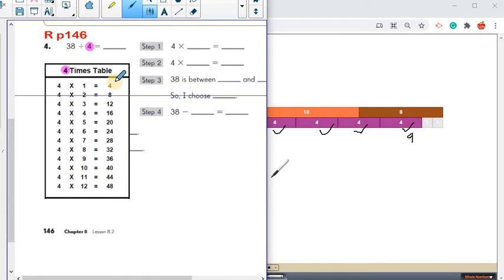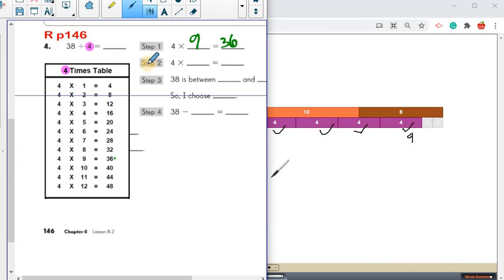And I know that these are the multiples of 4. 4, 8, 12, 16, 20, 24. My target is 38, right? 28, 32, getting closer. 36, even closer. 40, too big. So this is as close as I can get. 4 times 9 equals 36. This is as close as I can get to 38 without going over to 40. So in step 1, I'm going to write down 4 times 9 is 36.